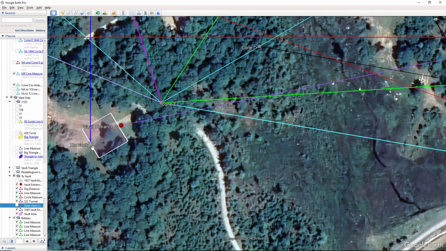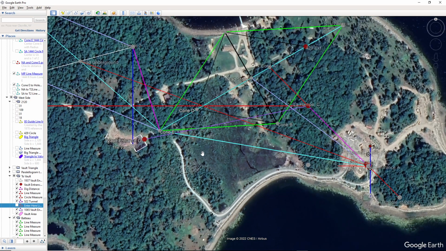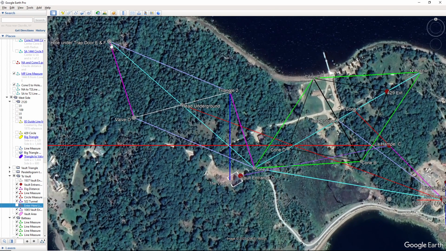Now this is not the vault. It may be, I don't know how big it is, but I'm certain that this indicator on the map that is the vault is not necessarily where the vault is. And I don't think this is necessarily where the hole under the trap door is, or the valve. Triangle 2 is basically, well, you might have seen it on The Curse of Oak Island. I think it may be that stone with that bent tree, might be Triangle 2, maybe.